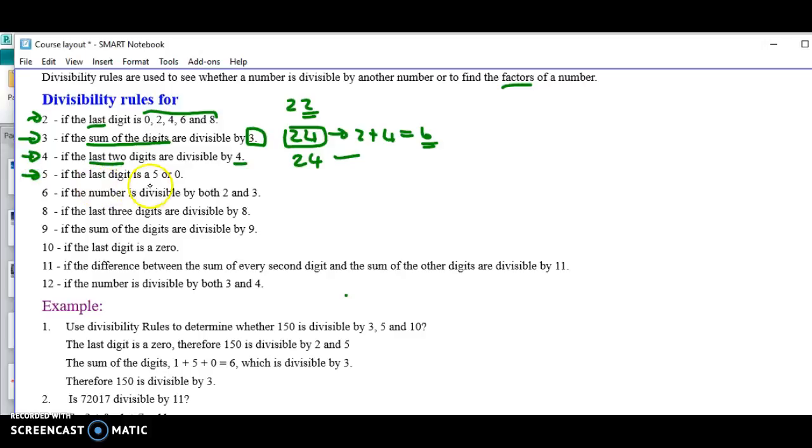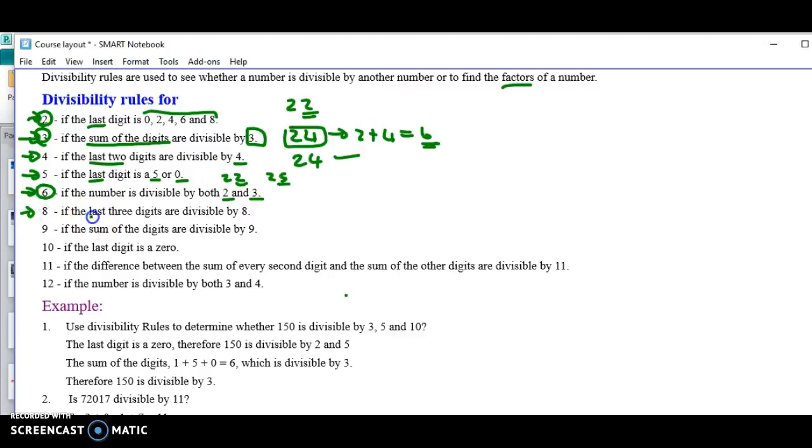Divisible by 5, the last digit must be a 5 or a 0 for it to be divisible by 5. So 22 is not, because 2 is not 0 or 5, but 25 will be because it's a 5 or a 0. Divisible by 6, it must be divisible by 2 and by 3, meaning that the last digit must be a multiple of 2, and the sum of the digits must be divisible by 3. If both those things are the case, then it will divide by 6.